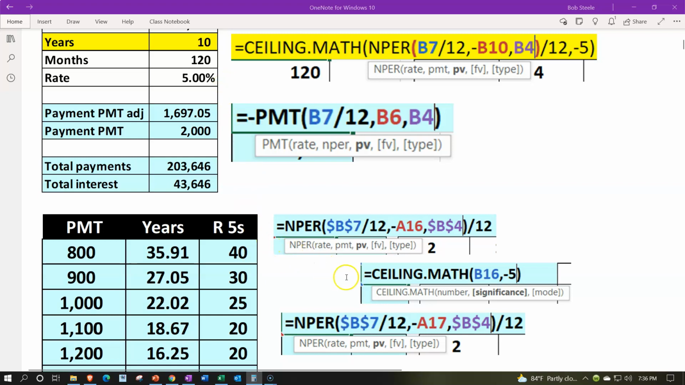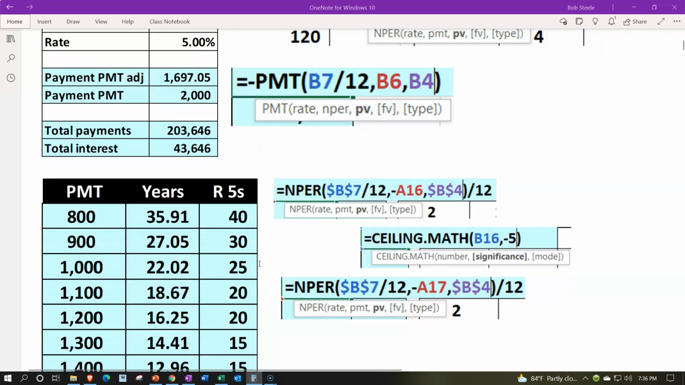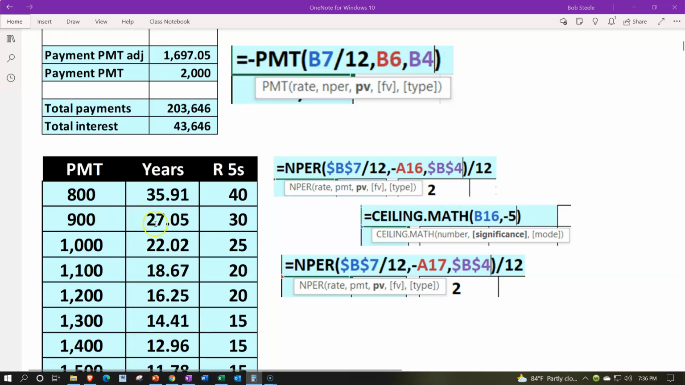Okay. So it's going to be equal to the CEILING.MATH, and then we're going to say brackets. We're going to then pick up this number, the 35.91, and then comma -5 is going to be what we need in order to tell it to round it to increments of 5, and it rounds it up to 40. So if I had 900, the years, same formula here, would be the rate, same number because we copied it down, divided by 12, comma, payment.